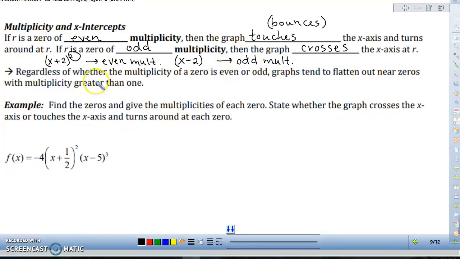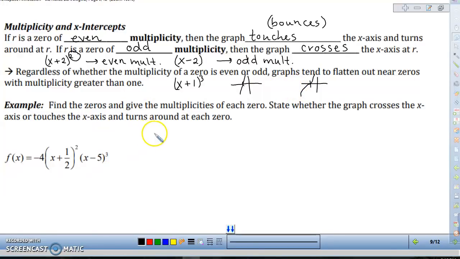So, quick note here. Regardless of whether the multiplicity of a 0 is even or odd, graphs tend to flatten out near zeros with multiplicity greater than 1. Meaning, if I have something like (x plus 1) cubed, rather than my graph at negative 1 crossing straight through, I might see something that looks a little more like this, where my graph is going to slow down, flatten out, and then cross through. It's a really subtle difference, but it's something that we should keep in mind.